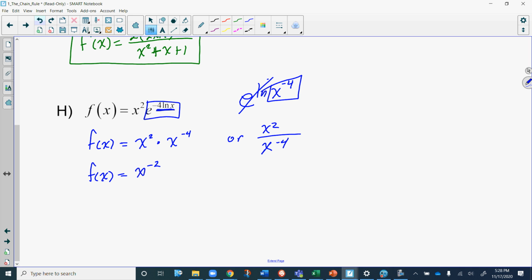So I wind up here with negative 2 x to the negative 3rd power. Ooh, that was a terrible 3. My arm spasmed or something. And so we'll just move the negative exponent to the denominator, giving me negative 2 over x to the 3rd power.